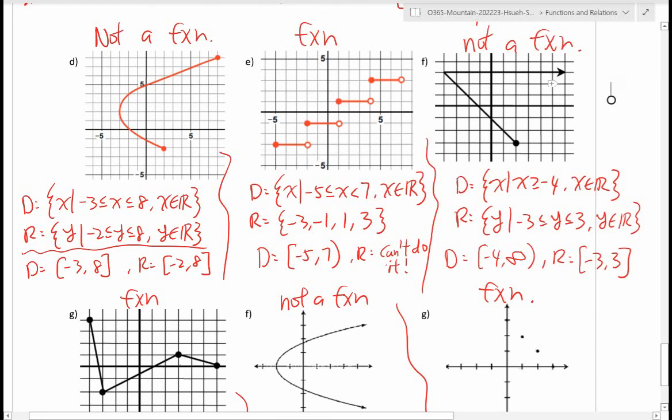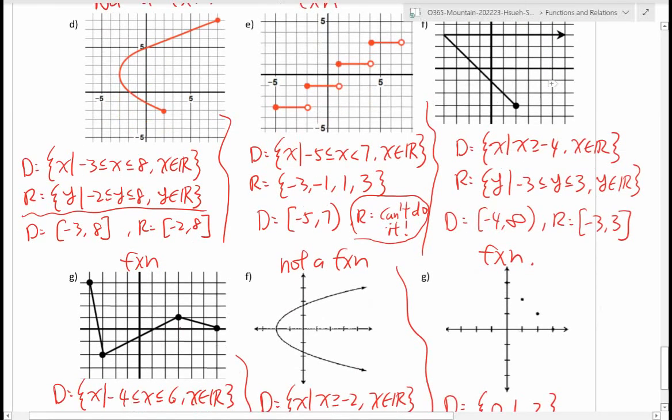Okay, so here are the answers. I just want to talk about part E. Notice how I said we cannot do interval notation for the range because it's not an interval. You can see the y values are just some numbers: -3, -1, 1, and 3. It's not an interval, and therefore we cannot write down interval notation for that range. So these are the answers for D, E, F.